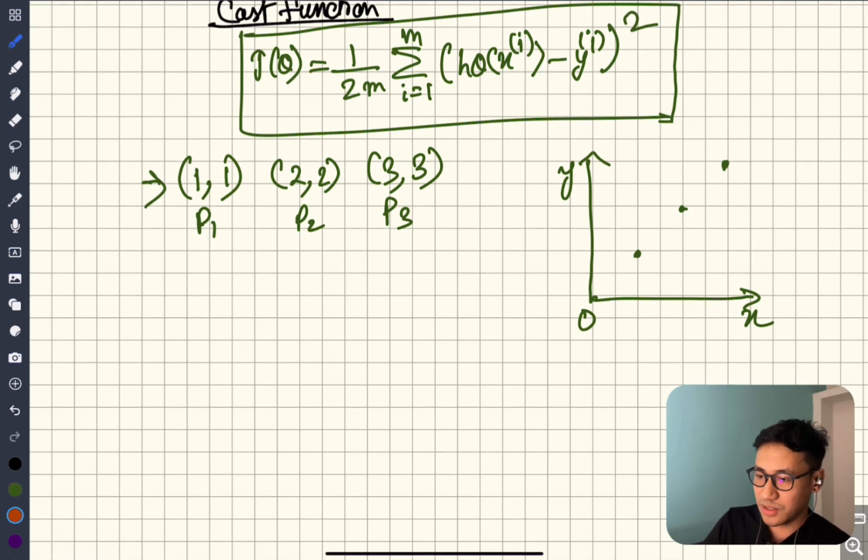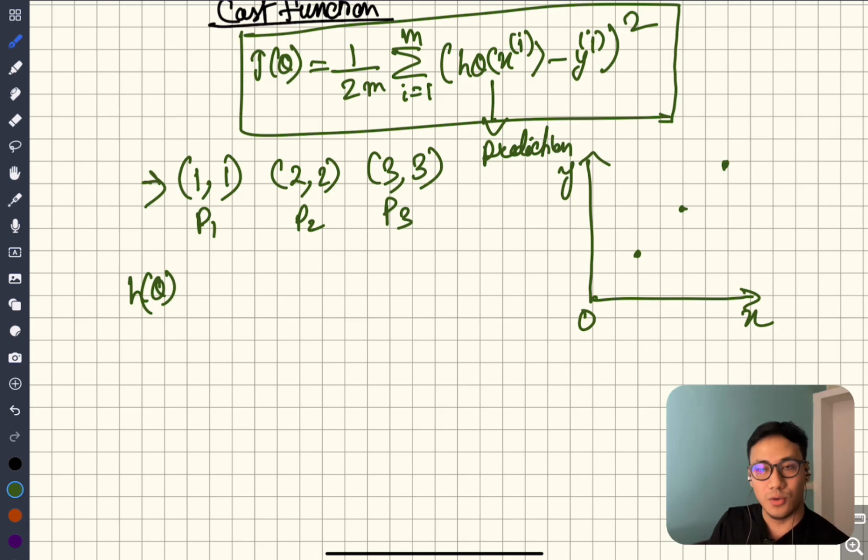In this experiment, first let us try to find the hypothesis. The formula that we use is h theta. First we have to find this prediction. So this h theta, what is the formula? The formula is theta 1 x plus theta naught. Theta naught is the intercept, theta 1 is the slope.